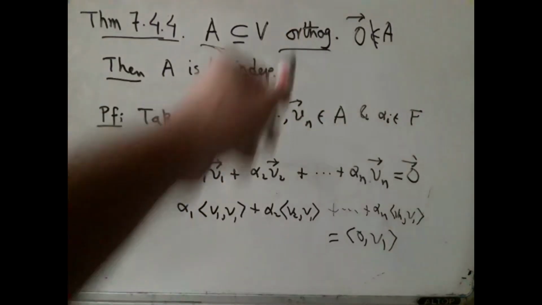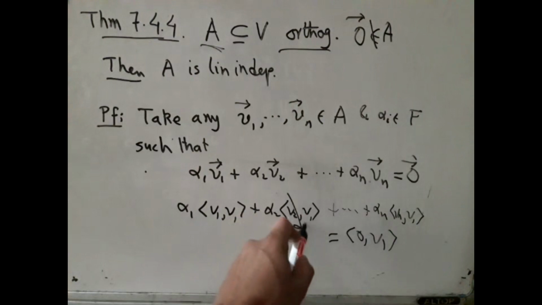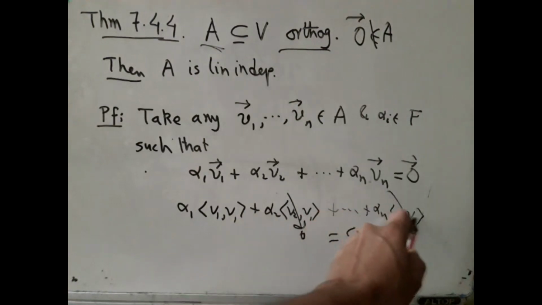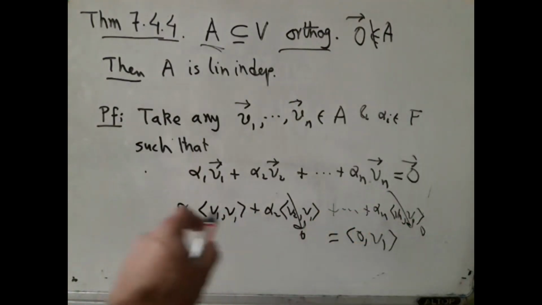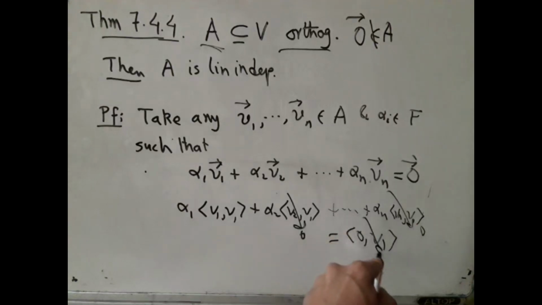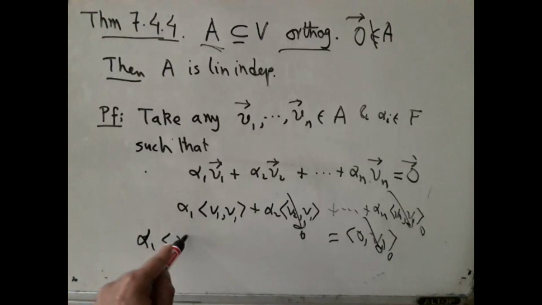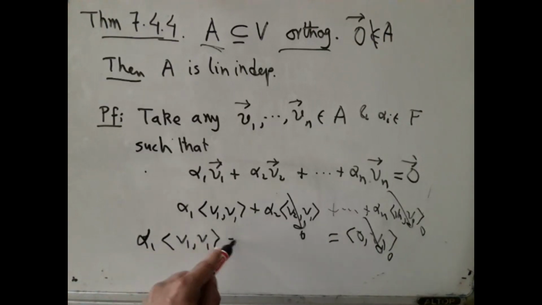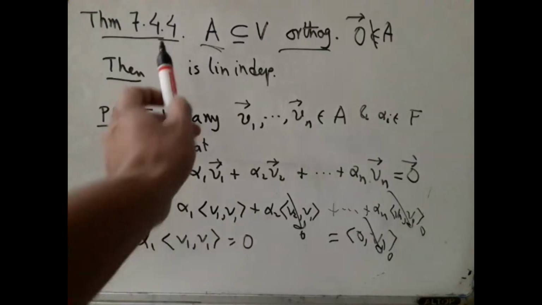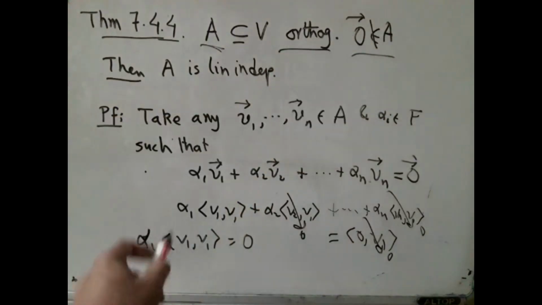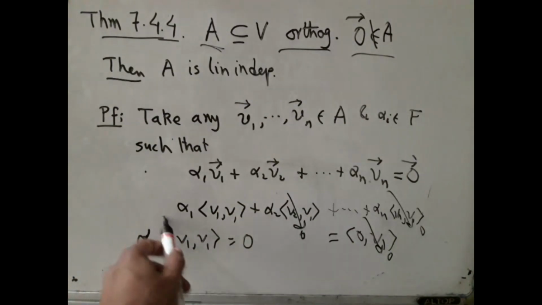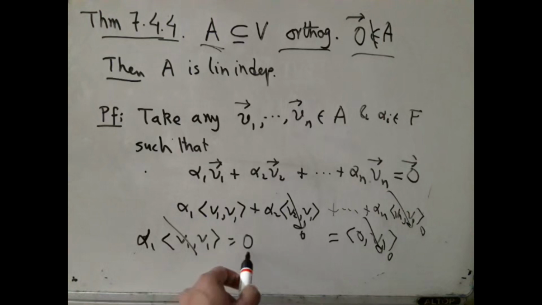Now since this is orthogonal, all these things must be equal to 0. Only this fellow survives, and this also becomes 0. So you get alpha 1 V1 with V1 equal to 0. Now 0 is not in A, so in particular V1 cannot be the 0 vector, so its norm squared cannot be 0 either. So you can cancel it off and you get alpha 1 equal to 0.